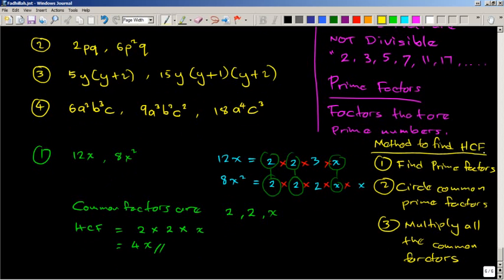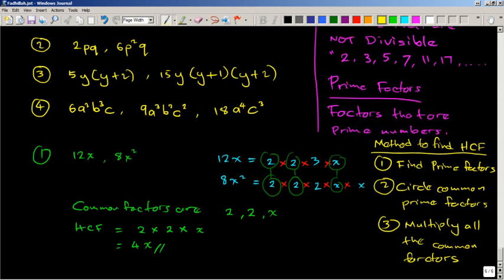You probably want to write it down. So this is the method and the procedure to find the highest common factor. First is to find all prime factors. If any factor can still be factorized, you go and factorize further until they are all prime factors. Number 2, compare the factors of the two numbers, and circle all the common prime factors, and then you multiply all the common factors together. Then you get the answer for the highest common factor. Okay, write it down.